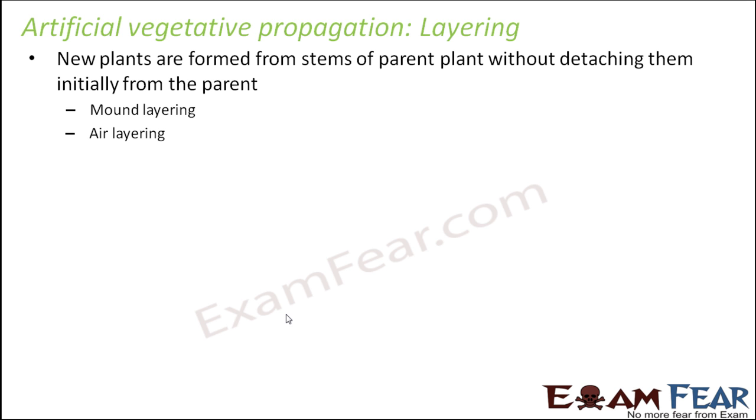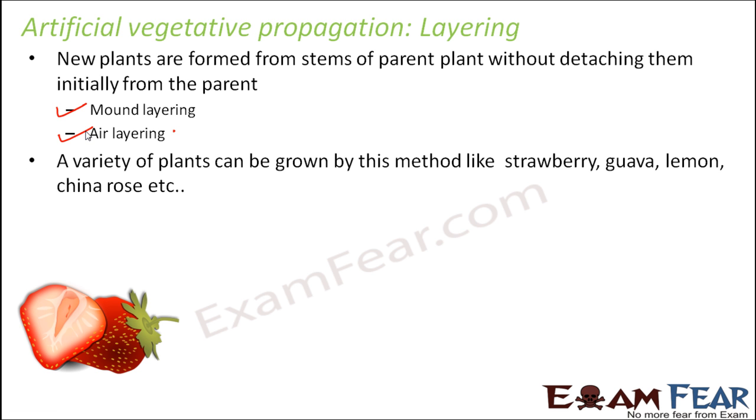Now there are many ways of doing it. Broadly, we can classify them into two ways. One is the mound layering and the other one is the air layering. So let us look at both of these in detail. A variety of plants can be grown by this layering method, for example, strawberry, guava, lemon, China rose, etc.